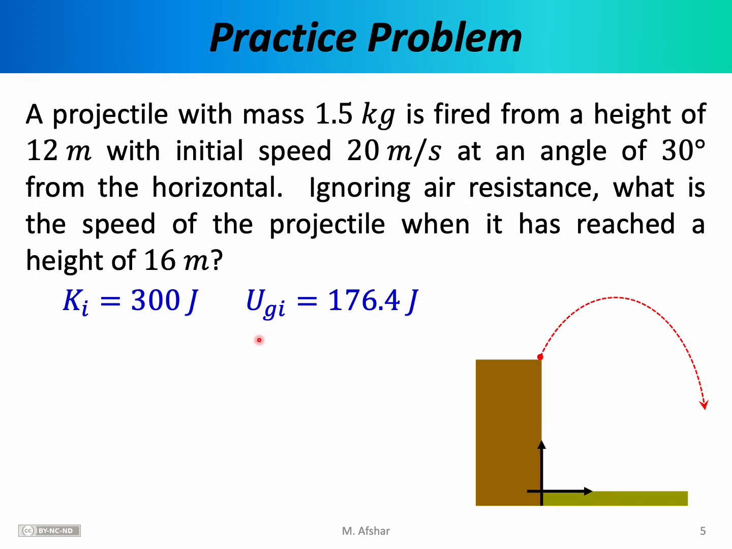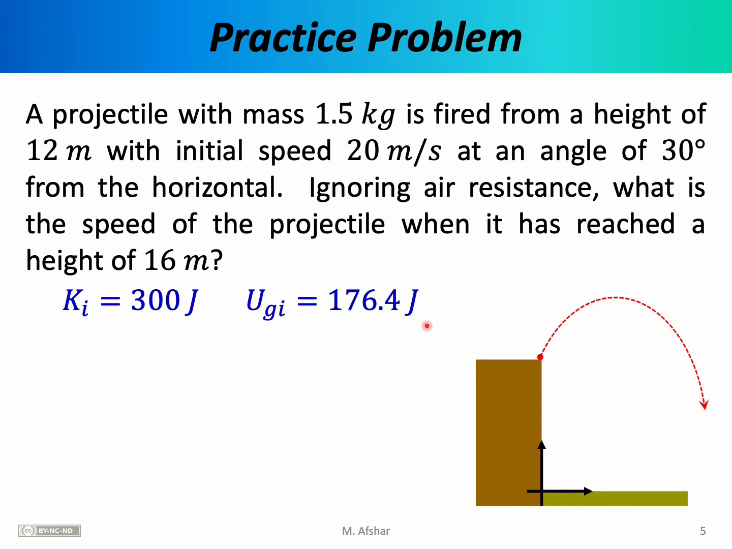What's the initial gravitational potential energy? For that, we use the formula mgy. And of course, I'm going to use 12 meters for y, the initial height of the projectile. If you plug all that into your calculator, you will see that the initial gravitational potential energy is 176.4 joules.